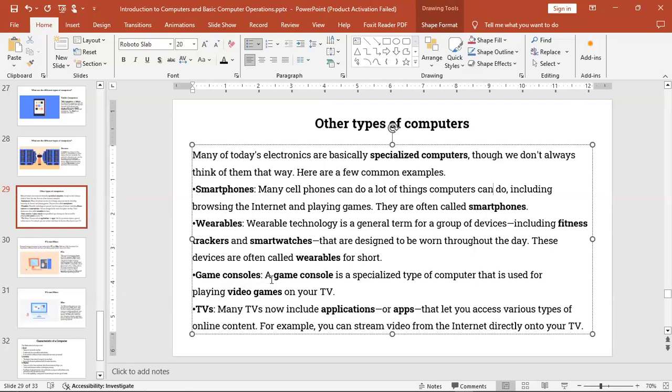We have game consoles. A game console is a specialized type of computer that is used to play video games. And we have TVs. Many TVs include applications, or apps, that let you access various types of online content. For example, you can stream videos from the internet directly into your TV, like Netflix and the rest.